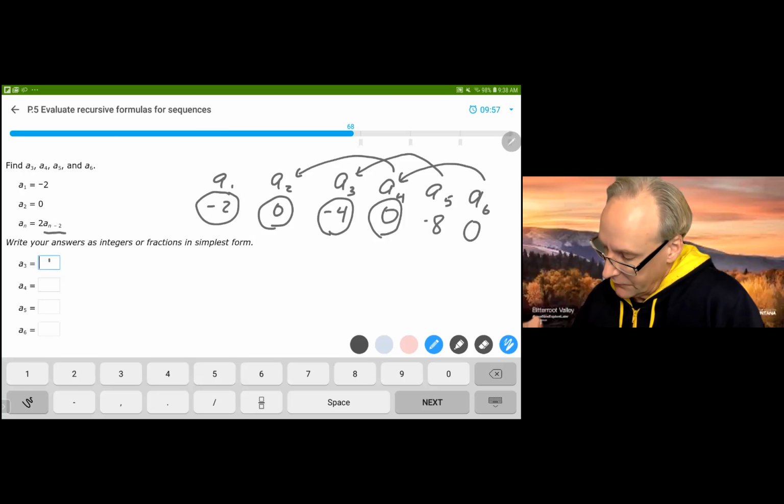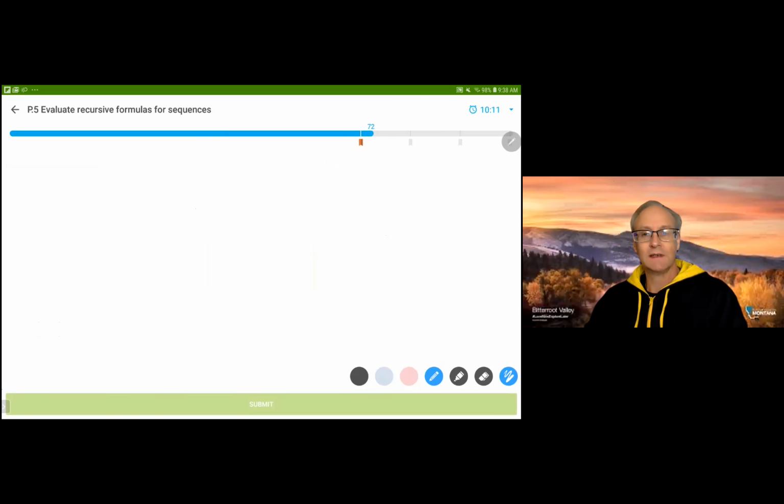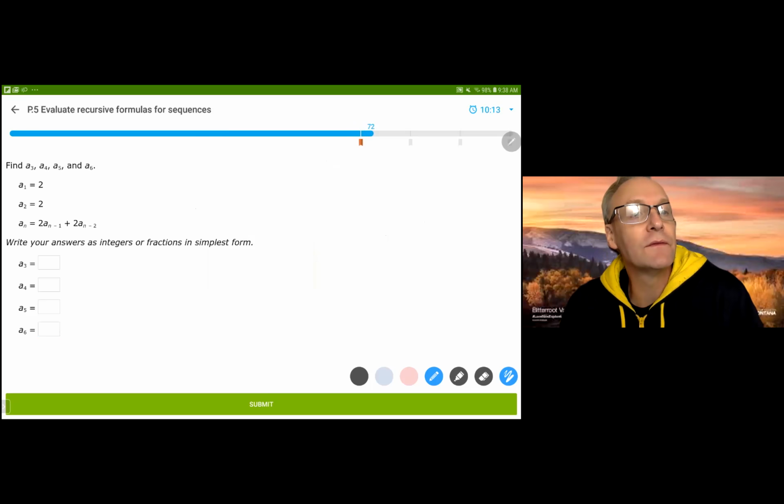Let's see, we've got -4, or sequence, sorry, 0, -8, and 0. We just have to follow what it says. It tells us what to do in the recursive formula. It tells us what equations we have to follow.